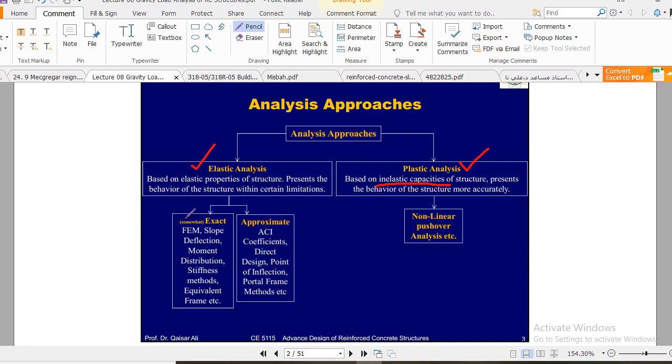So the elastic method is further classified into exact methods and approximate methods. Up to this point, we have covered these approximate methods: the ACI coefficient method, the direct design method, and point of reflection and total frame analysis, which are used for lateral loading. Clear? Now in today's lecture, I am covering the finite element method, slope deflection method, moment distribution method, and equivalent frame method. This is our topic today, which inshallah I will cover in 3 to 4 lectures.